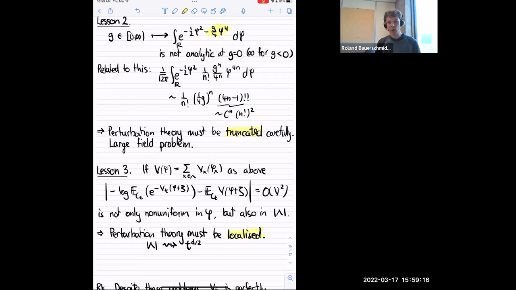Now, by localized, essentially what one does is apply it not on the full volume, but on a block at the right scale. And then it turns out the volume dependence works out correctly. That's what I mean by localized. So you can use a Taylor approximation like this, but you don't apply it to the full potential, but only after localizing the potential and applying it to part of it. Okay, thanks.